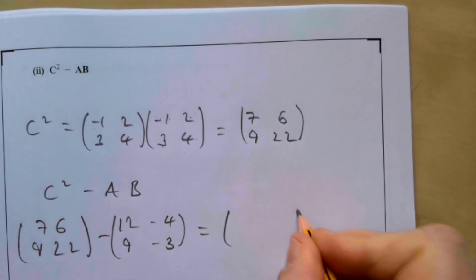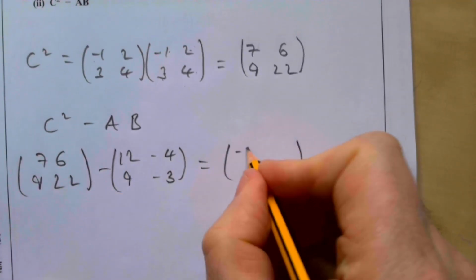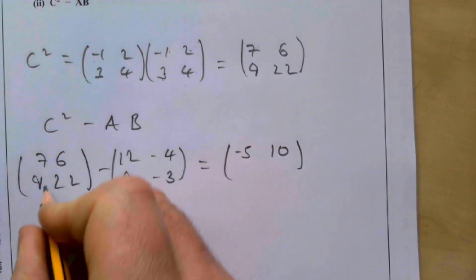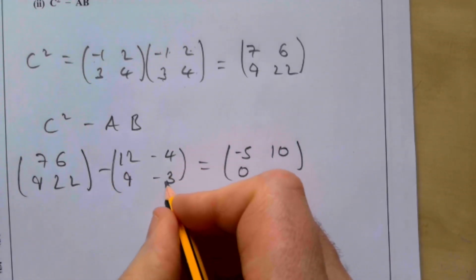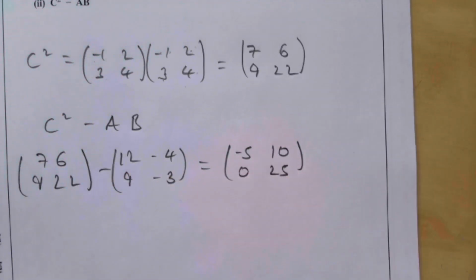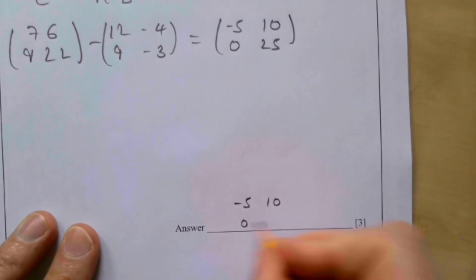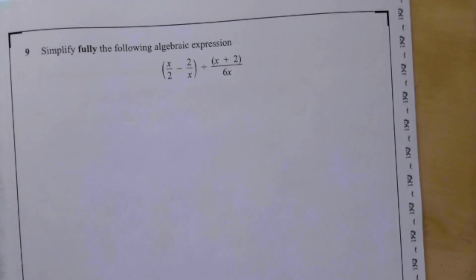And subtracting is nice and straightforward, we hope. 7 take away 12 is minus 5. 6 minus minus 4 is 10. 9 minus 9 is 0. 22 minus minus 3 then is 25. So that's the answer I'm looking for. So minus 5, 10, 0 and 25. So let me just tidy up here.